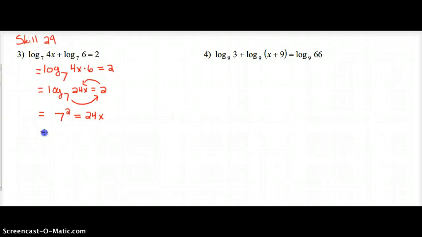I'm then going to just simplify this by rewriting 7 squared as 49. And I have one more step to isolate x. Divide both sides by 24, and I get my final answer, 49 over 24 equals x.